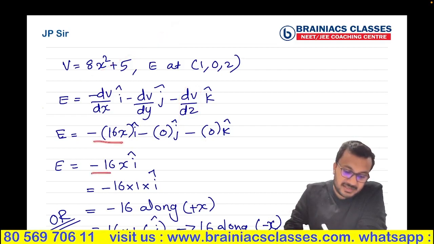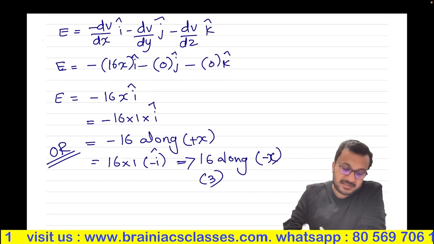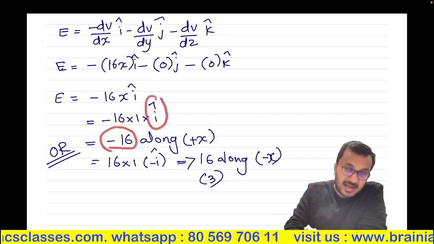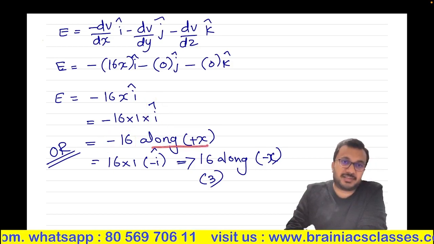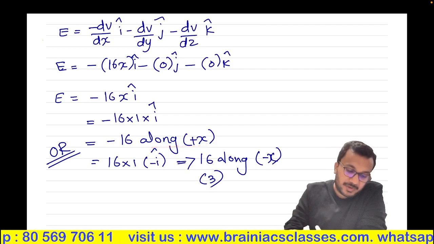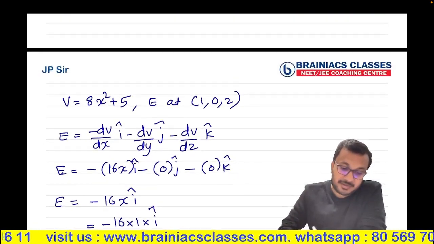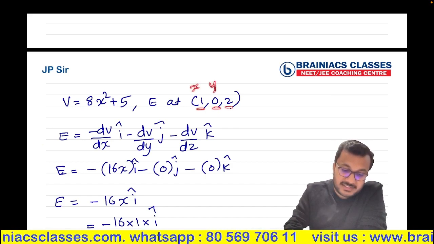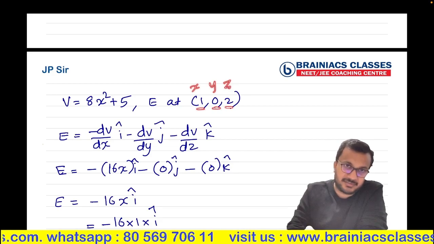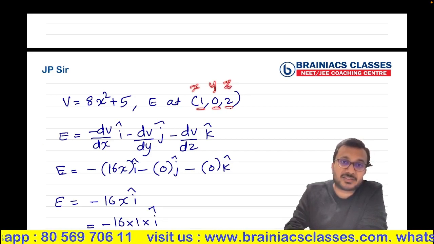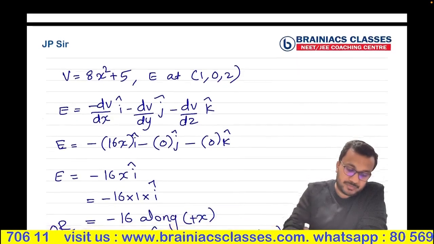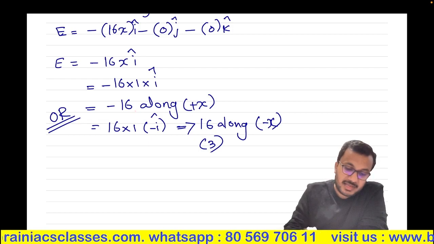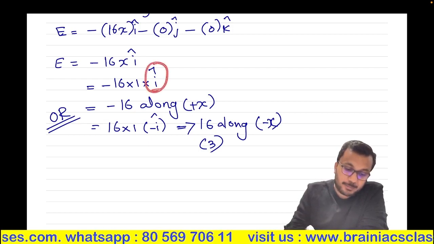So minus 16 i. Here I can say minus 16 into 1 into i, which means minus 16 along the positive i, positive x direction. Why have I given 1 here? Because they have given the point (1, 0, 2). Substitute x equal to 1, y equal to 0, z equal to 2. What is the electric field at these coordinates? That's what we substitute, x as 1, into i. So we get minus 16 along i.